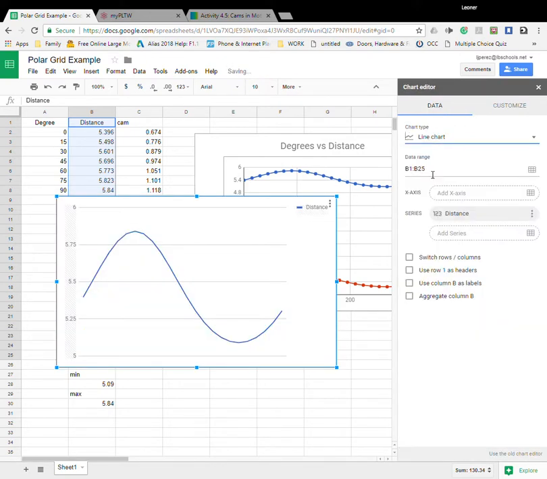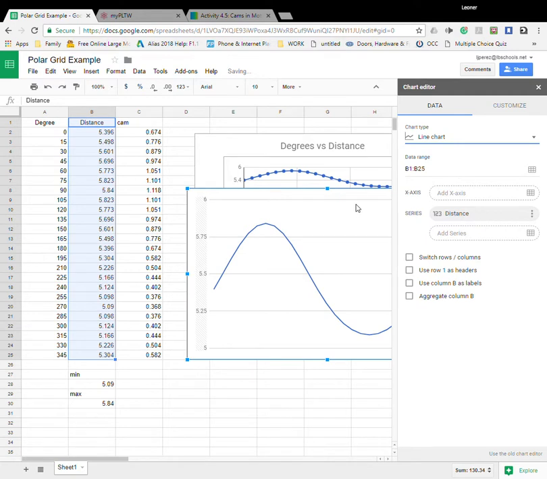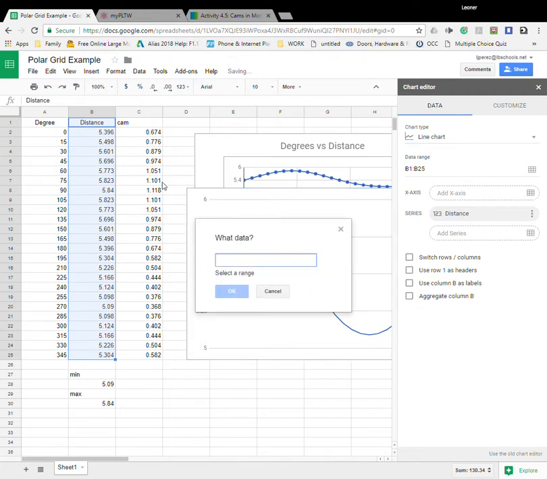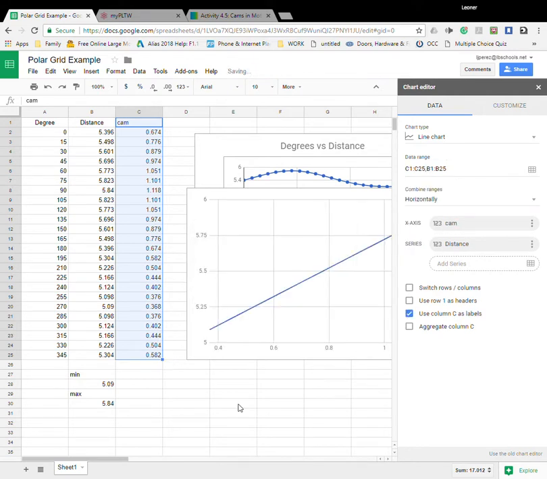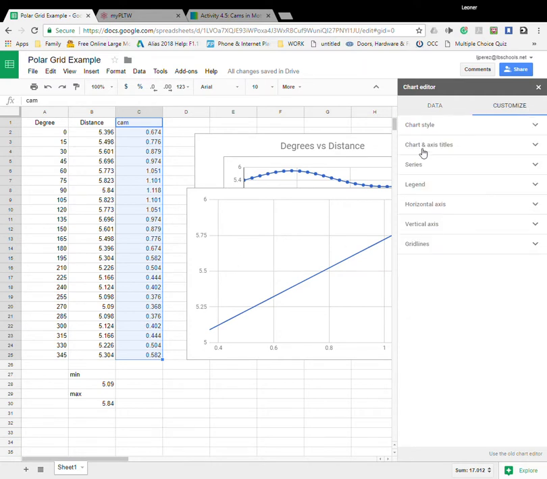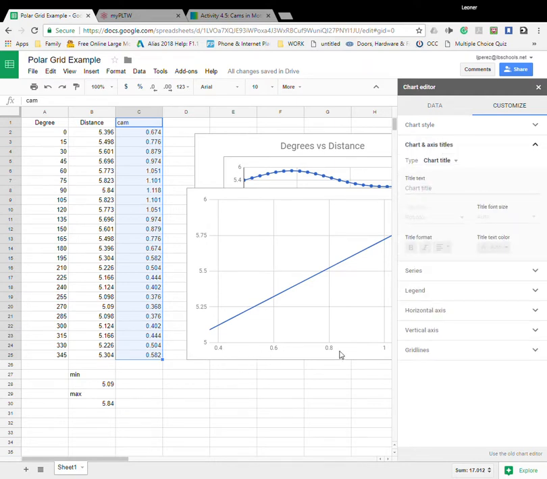We'll go ahead and pick line again. Now we need our x values this time to be the cam. We're going to graph those against each other, and you should end up with a straight line where your cam values are across your x-axis, and your y-axis are your distances. So when you go into customize, make sure you create the proper chart title and axes, with cam size in inches and distance to the top of the follower in inches.